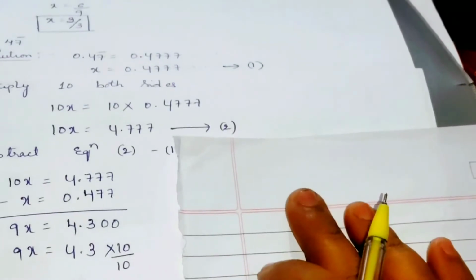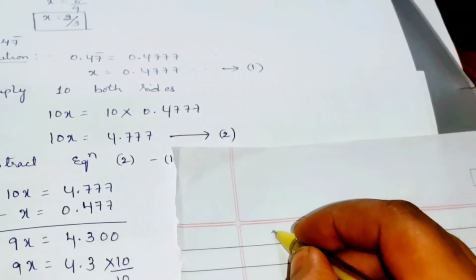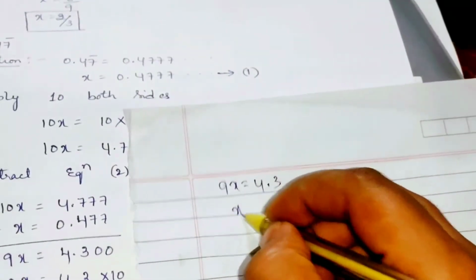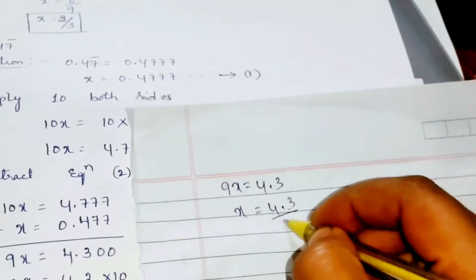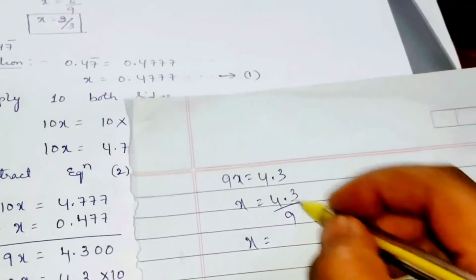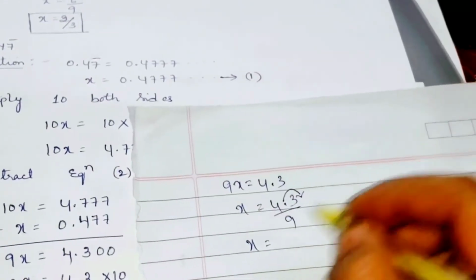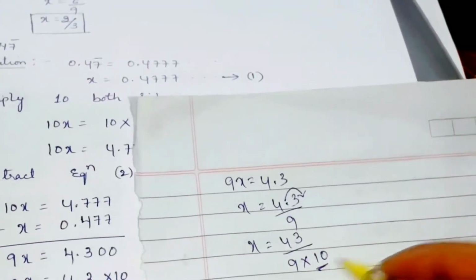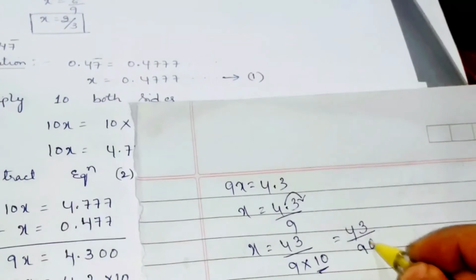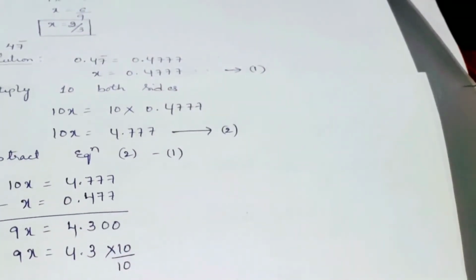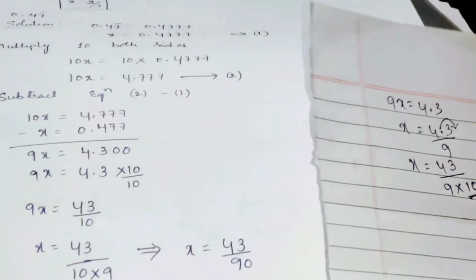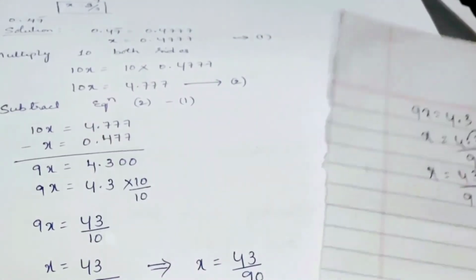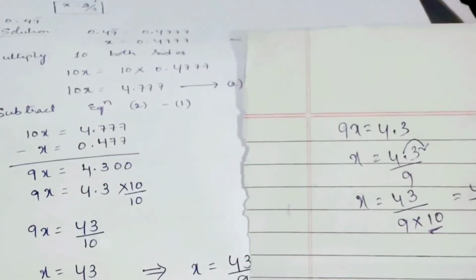Otherwise, this step can be written in one more form, that is 9x is equal to 4.3. Write x as it is, that is 4.3 by 9. Now x is equal to, shift this point towards the right side. If you shift this point, you are supposed to multiply by 10. Then you will get 43 by 90 as an answer. You can do it in two ways, either in this method or in that method. Both methods give you the same answer, that is 43 by 90.